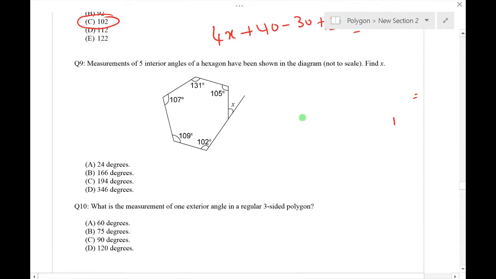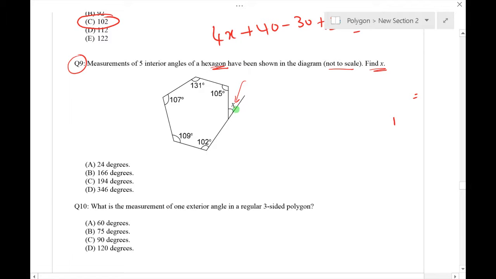So the next question is this. Question number 9. Measurements of 5 interior angles of a hexagon have been shown in the diagram, not to scale, okay? And find x. Where is x? X is right here, okay? So x, as we can see, is what is the name of this angle? It's called exterior angle. Very cool.